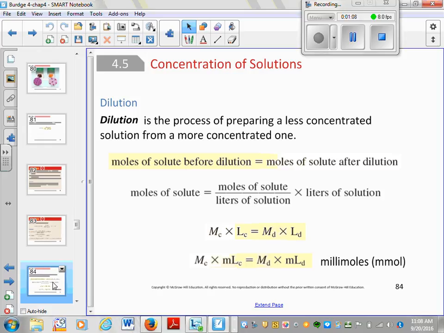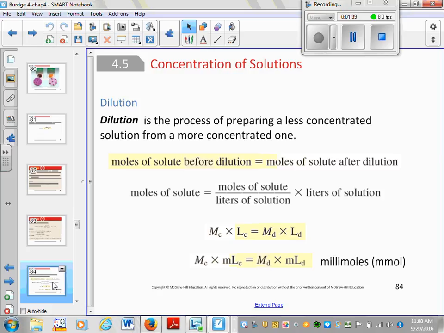So now we're going to talk about dilution. That's the process of preparing a less concentrated solution from a more concentrated one. We do it all the time. You go to the grocery store, where you buy a cleaning solution that says, dilute 1 cap full per quart of water. So the moles of solute before dilution equals the moles of solute after dilution. You haven't changed the amount that's dissolved, you've just changed the amount of solvent.